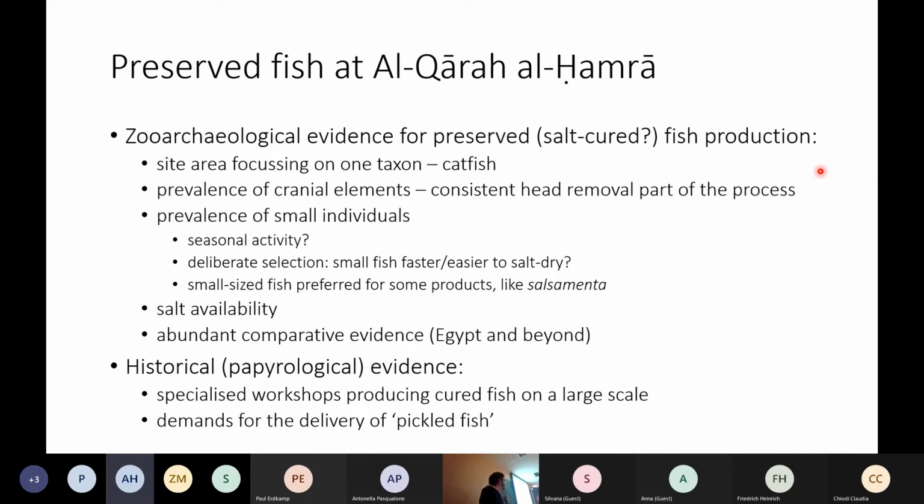So I think this could be evidence suggesting that cured fish was being produced in Qarat al-Hamra. Trench 1 focused on catfish, which is not alone evidence of production of cured fish. Usually pickled fish was made using different fish species, but still it is a suggestion of something specialized going on in this trench.